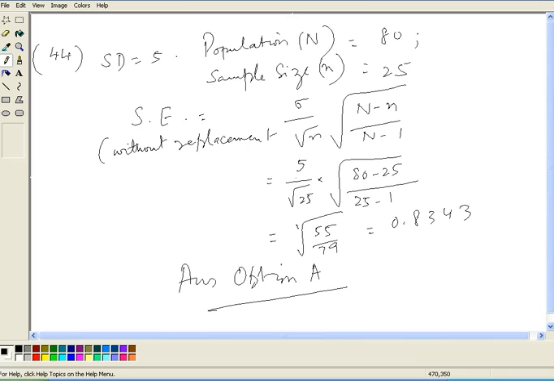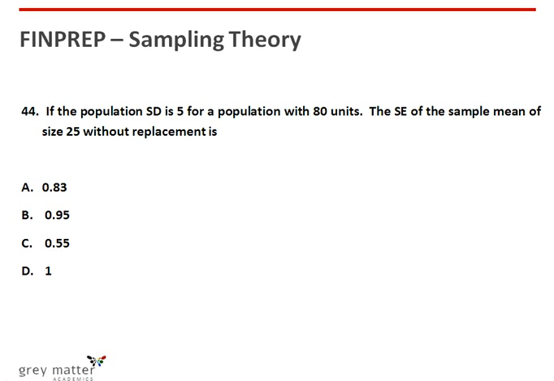So substituting the values appropriately, we get 0.8343, which is close to the answer 0.83. So the option is A. Going back to our PowerPoint presentation, the standard error of the sample mean of size 25 without replacement is option A, which is 0.83.